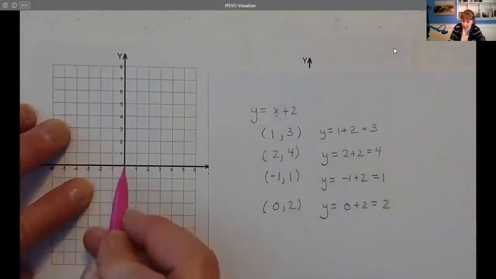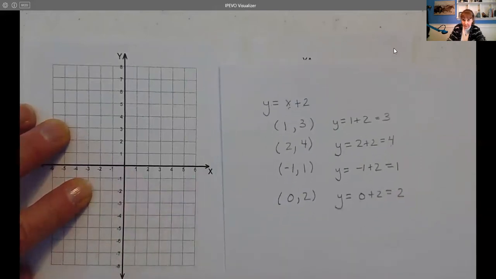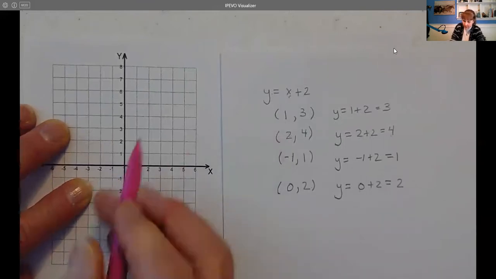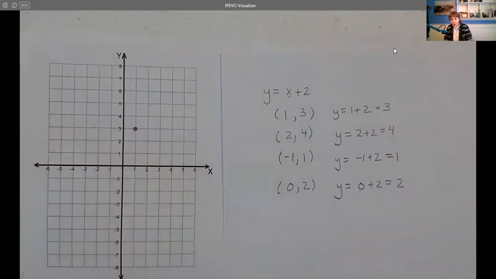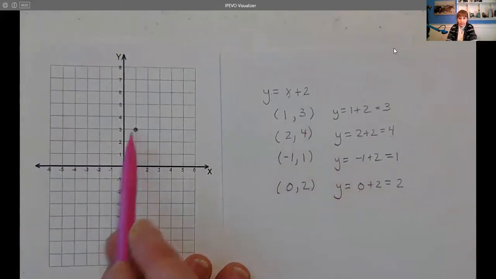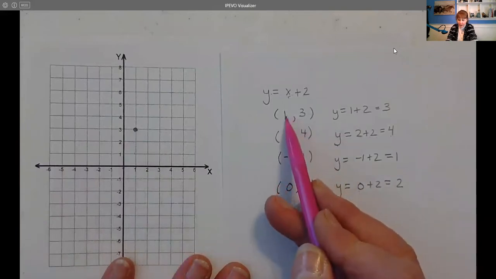Now we know when we're plotting points, we start at our origin. We go on the x. Let me move this over so you can see my x. We're going to go on the x 1 and up 3. 1, 2, 3. So there's my first point, (1, 3). So again, on the x 1 and up 3. That's this point here, (1, 3).